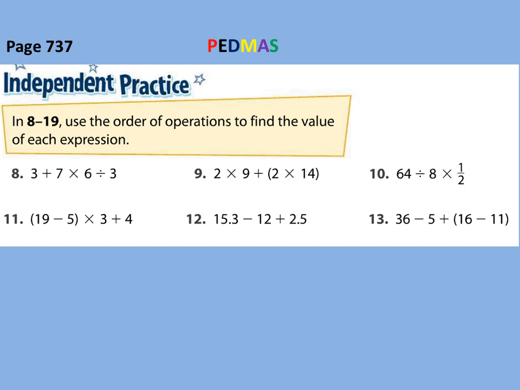Now, go to the next group from question 8. The question is, use the order of operations to find the value of each expression. Question 8. Read the question. Understand. Think. Do. Then check your answer. You can stop the presentation if you want. After finishing, come back again to check your answer with me.